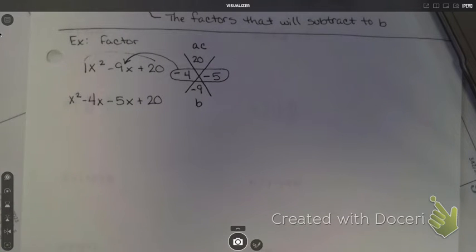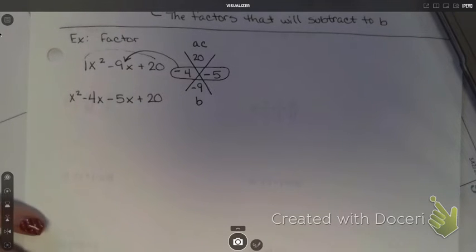Noah, have you been taught to factor a different way? No. Okay. Because I was going to say do it, and as long as you get the same answer, we're good.